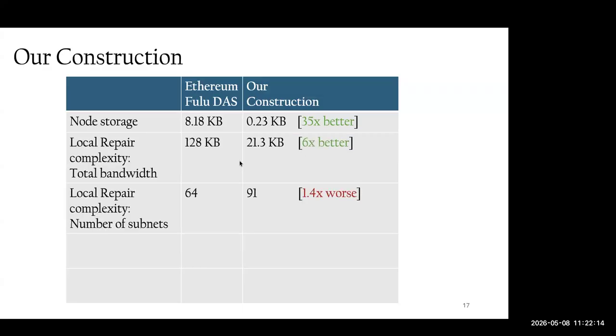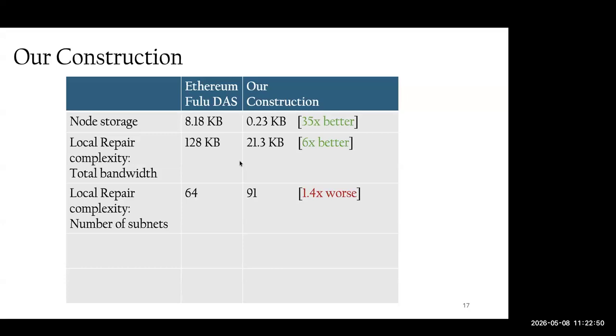The second thing we compare is local repair complexity. So this is the key thing we were trying to optimize. So here there are two metrics. The first one is the total bandwidth. So basically we are saying here, let's say some node lost its chunk. It now needs to talk to other nodes to be able to repair its chunk. And the question is, how much total bandwidth do you use over the network to be able to do this repair? For Ethereum, this would be 128 kilobytes. For us, this is just 21 kilobytes. So this is 6 times lower bandwidth usage relative to Ethereum. And again, note we are getting 6x, but with much less storage at each node. So it's sort of getting you both the benefits at once.